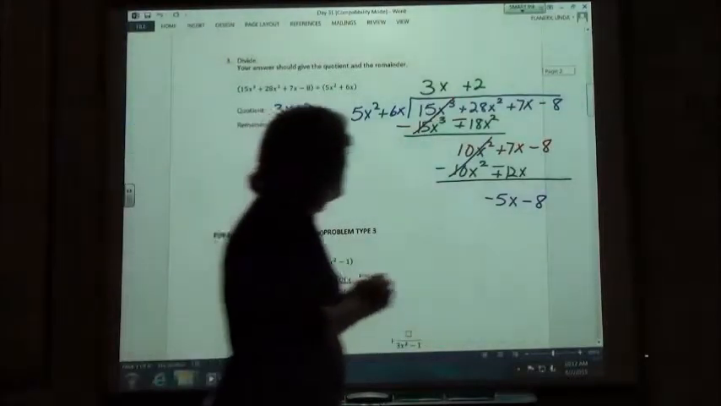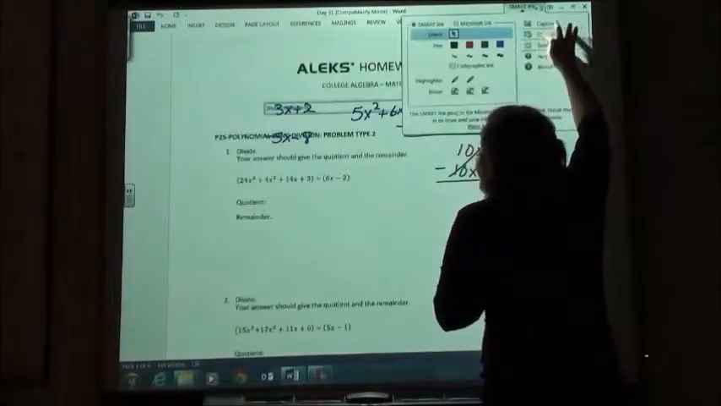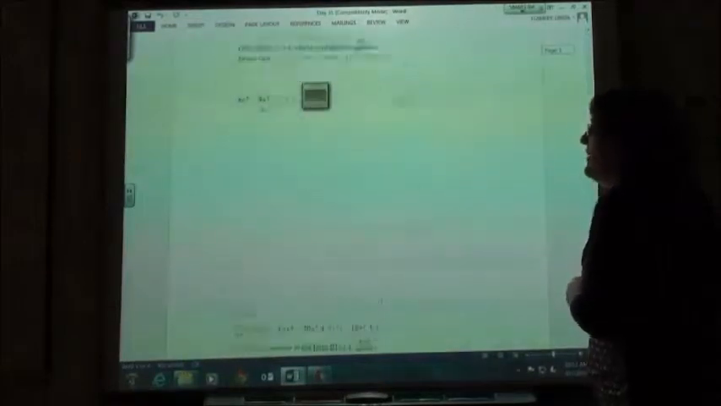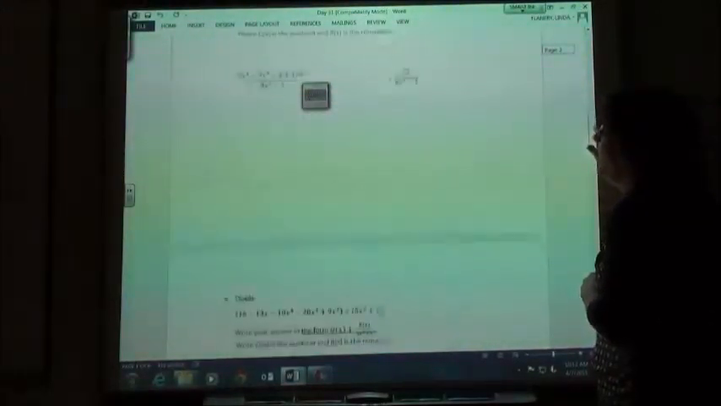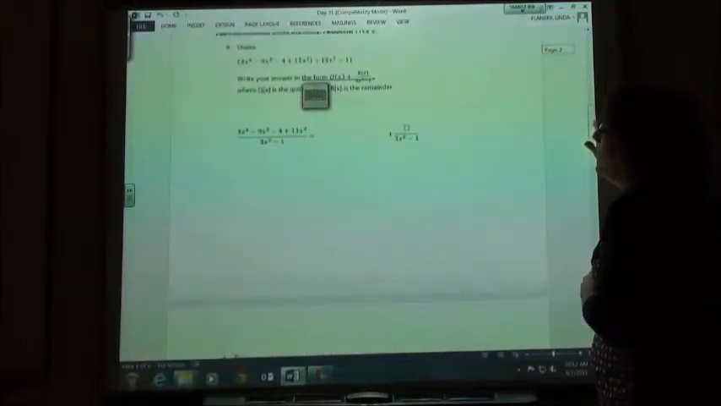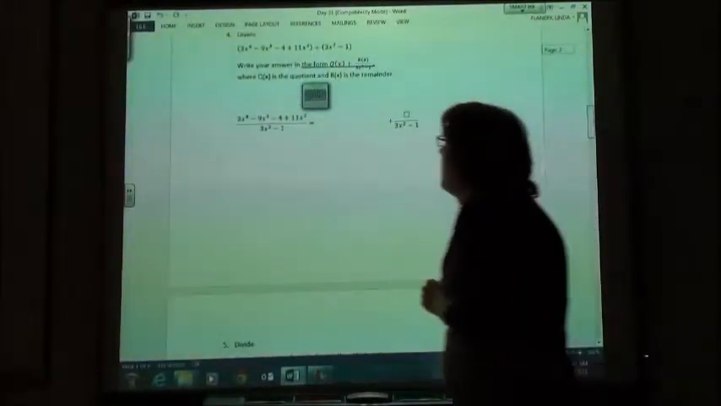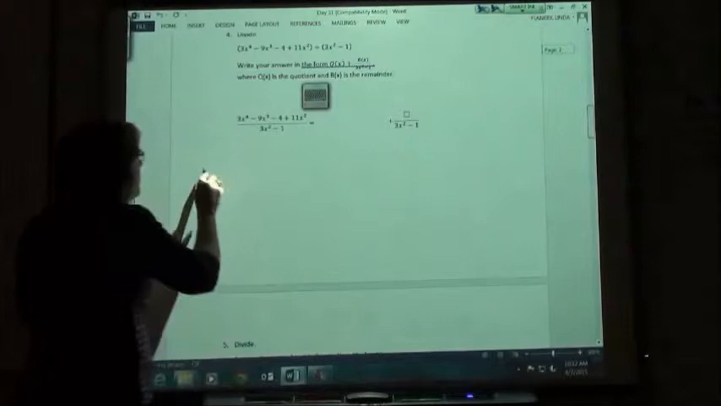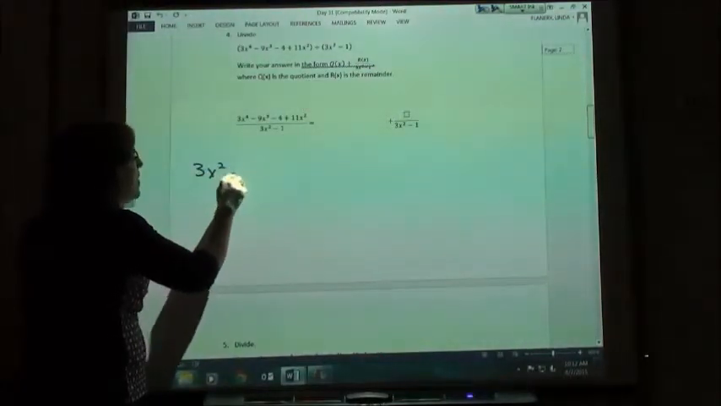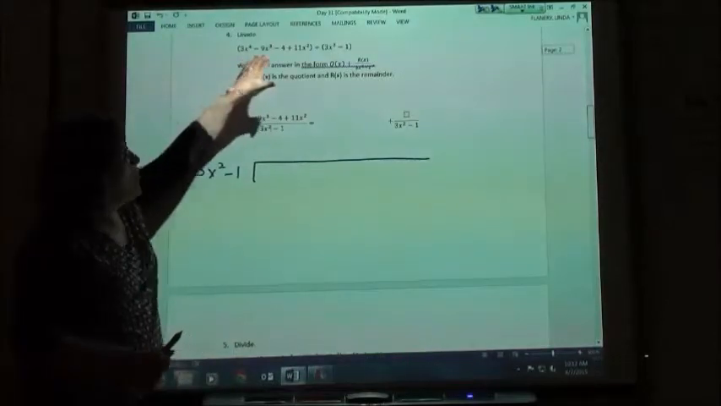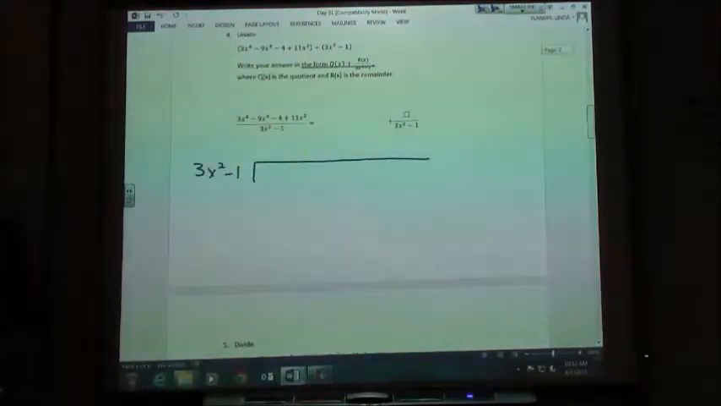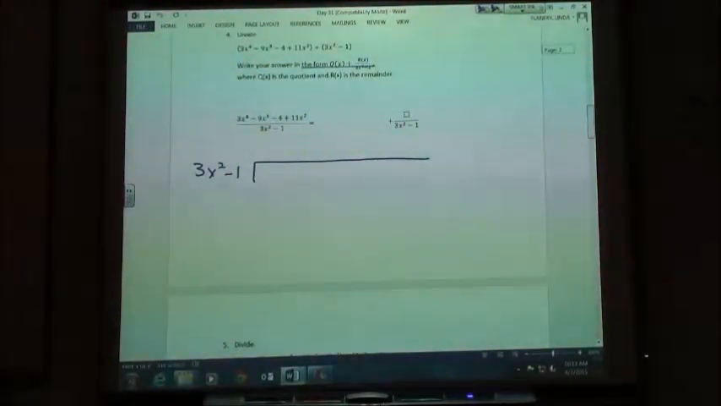All right, number 4. Guess what? We're going to do the same thing, only they're going to make it a little trickier. They always like to do that, don't they? So, this time we are taking our 3x squared minus 1 and we're going to divide it into, and what they did on this one is they messed the order all up, and we have to make sure when we write it down we put it in the proper order.